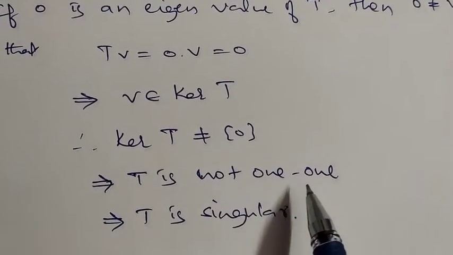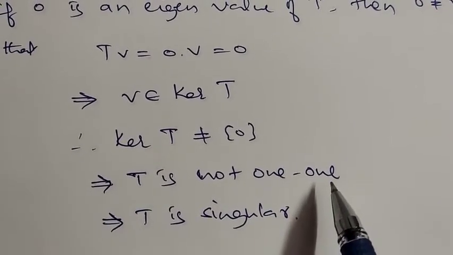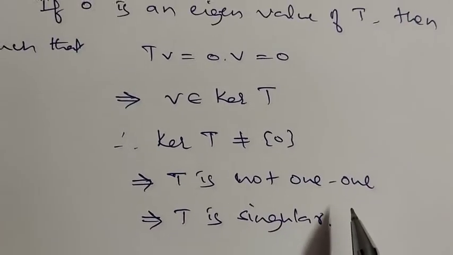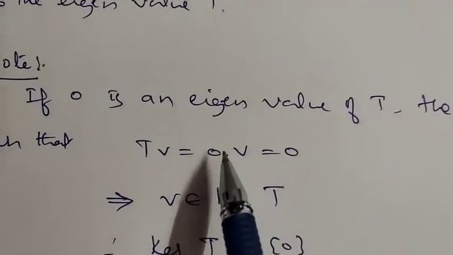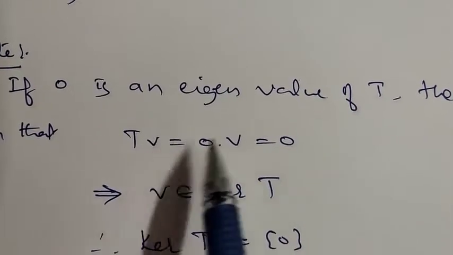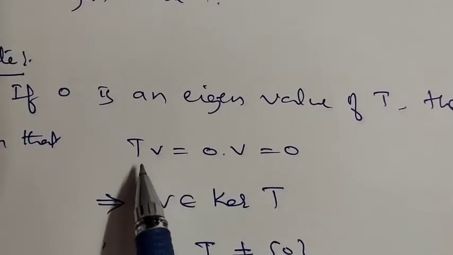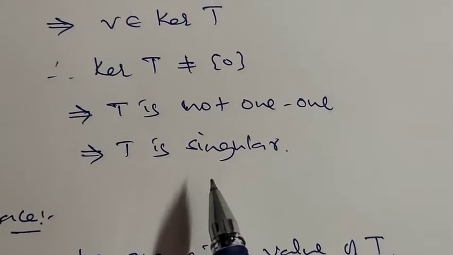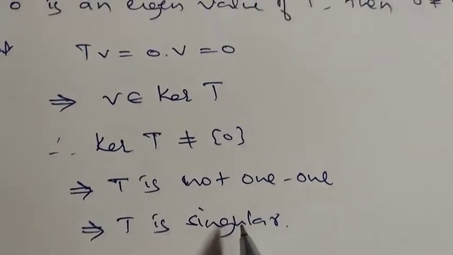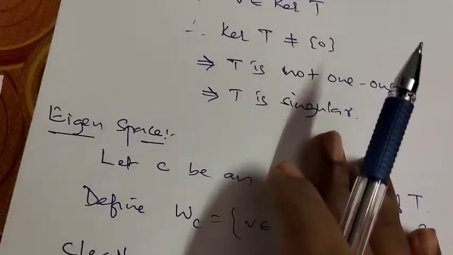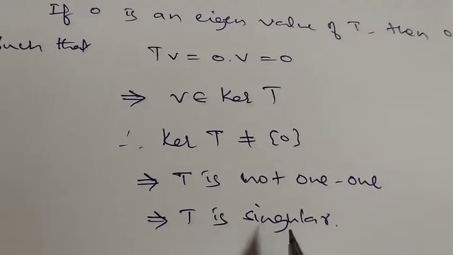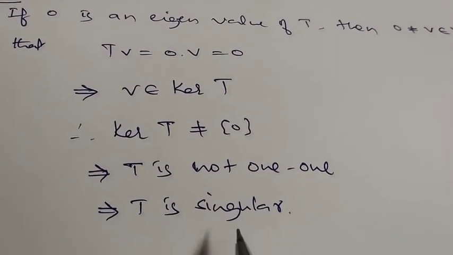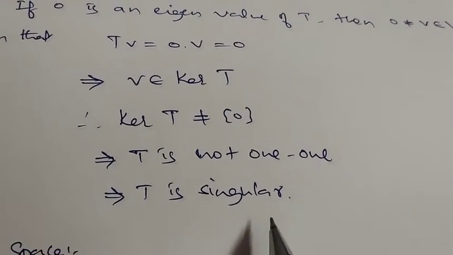Therefore, T cannot be 1 to 1. If T is not 1 to 1, then T is singular. In other words, a transformation which carries a non-zero vector to the 0 vector is, as we have proved in one theorem, a singular linear transformation. Therefore, if 0 is an eigenvalue, then the transformation T is singular.